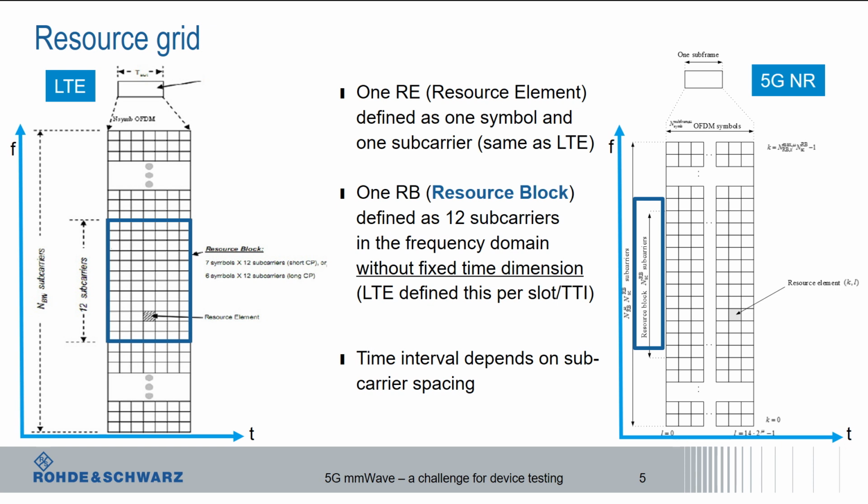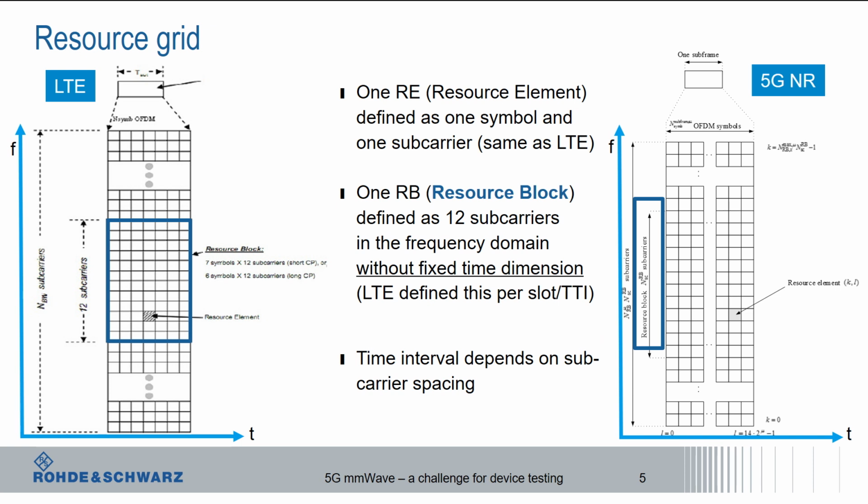What is different is that in LTE we had a resource element, which is defined as one symbol and one subcarrier. That is not different; that is the same in 5G. So here is a resource element, or over here. Now, in LTE we specify the resource block as 12 subcarriers, so this is 180 kilohertz of bandwidth over 7 symbols. And in 5G we do the same with respect to the number of subcarriers, 12 subcarriers, but we do not have a fixed time dimension.